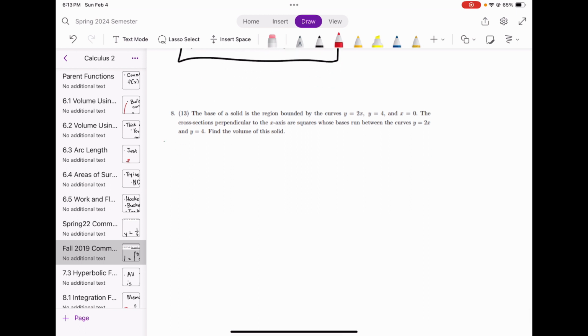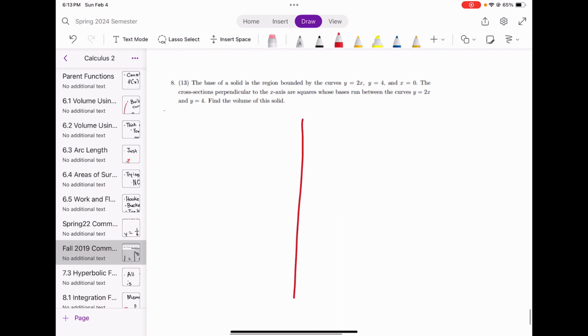All right, last question, I think. Yeah, last question. The base of a solid is the region bounded by the curves y is equal to 2x, y is equal to 4, and x is equal to 0. The cross-sections perpendicular to the x-axis are squares, whose bases run between the curve y is equal to 2x and y is equal to 4. Find the volume of the solid. Okay.